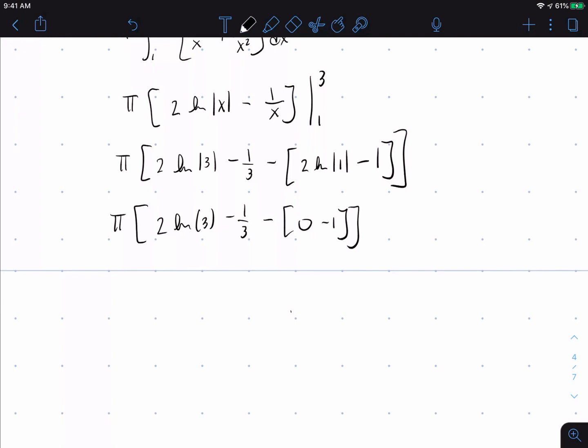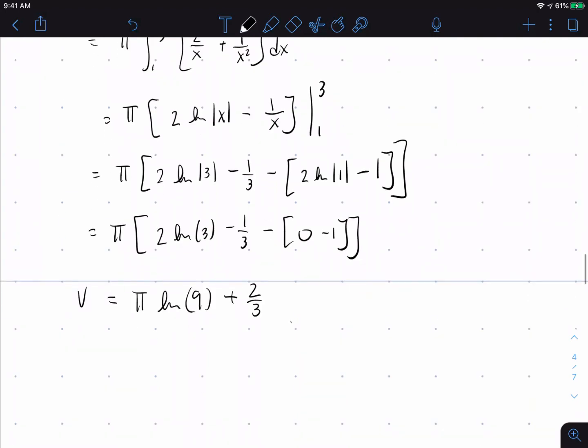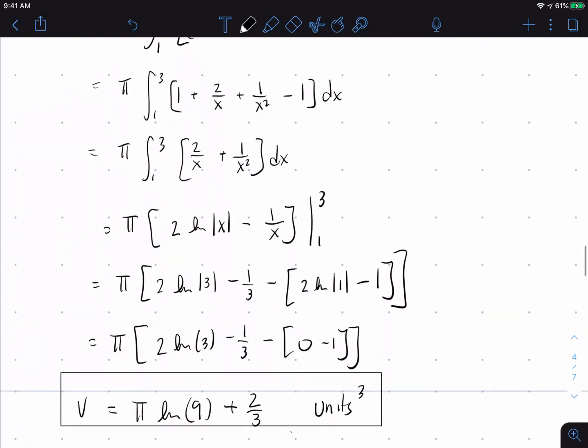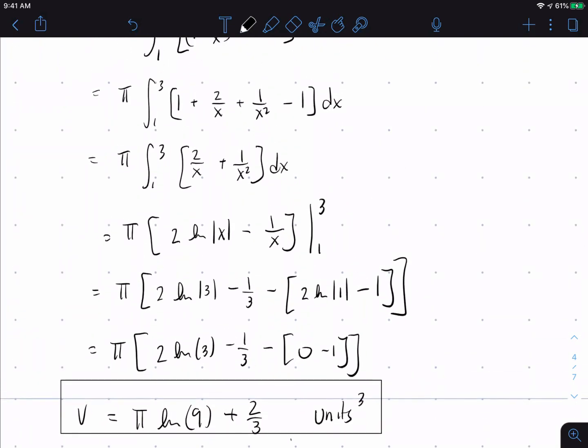and so I'm going to get, I'll clean it up right now, pi ln of 9 plus 2/3. And of course, this is units cubed. Are there any questions with this problem?